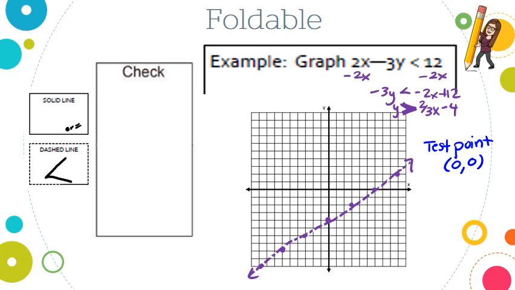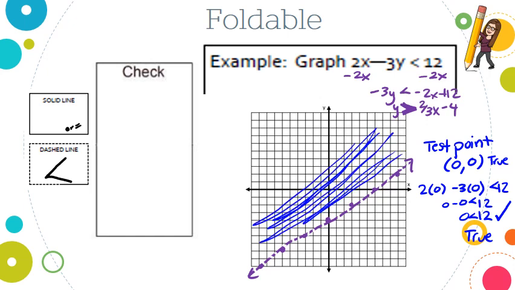So now for that test point, I'm going to take my original inequality and I'm going to plug in 0 for my x and for my y. When I solve, I end up with 0 minus 0, which is 0 less than 12. So I now need to decide, is that a true statement? Is 0 less than 12? And it is. So because this is true, this test point is true and needs to be shaded. So in that case, I'm going to shade on the side of the 0, 0.